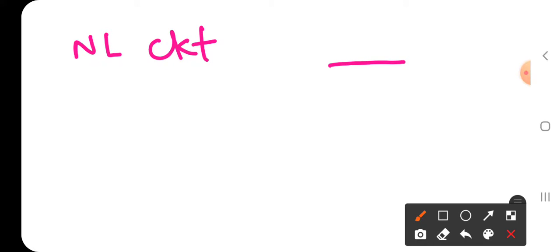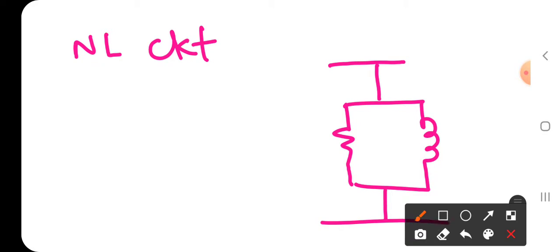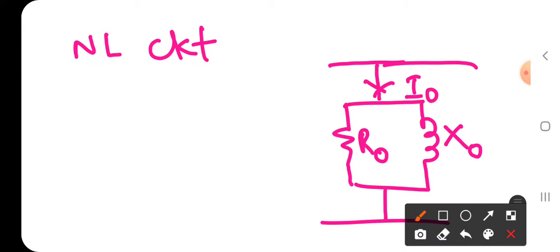Here I want to tell you what the no load circuit is. The no load circuit is the combination of no load resistance and no load inductance. This is called R naught and this is called X naught. Here this current is I naught, and this may be IC, the core component of the no load current, and IM or Iμ, the magnetizing component of the no load current.